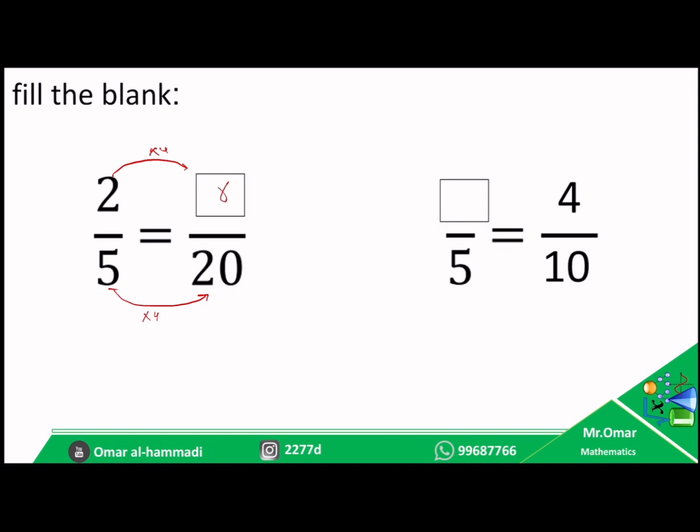8. Also here, but the other way around, 10. How can we find 10? 10 divided by what to give us 5? Divided by 2. So the same thing here, 4 divided by 2 will give us 2. So this is the result.